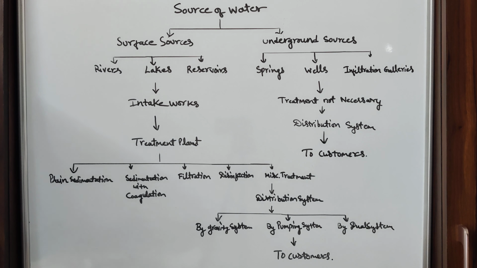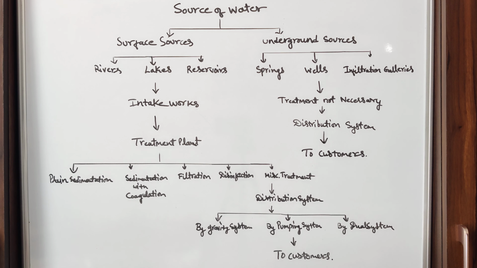And if we are considering it for a larger extension, we directly distribute it through the distribution system to the customers. But if we adopt a surface source, it will be categorized into three different ways: rivers, lakes and reservoirs. We withdraw water through an intake facility or intake works, and send that to the treatment plant. The main concept of the intake facility is to withdraw water from the different surface sources.